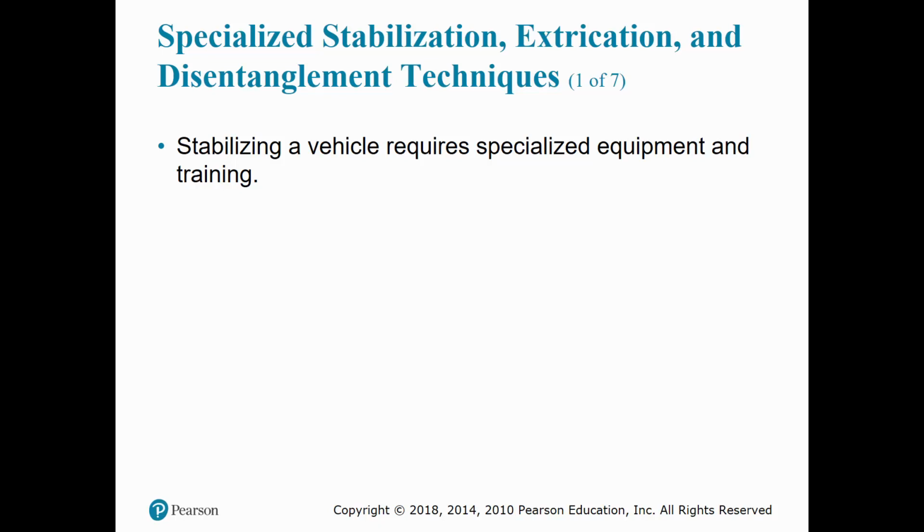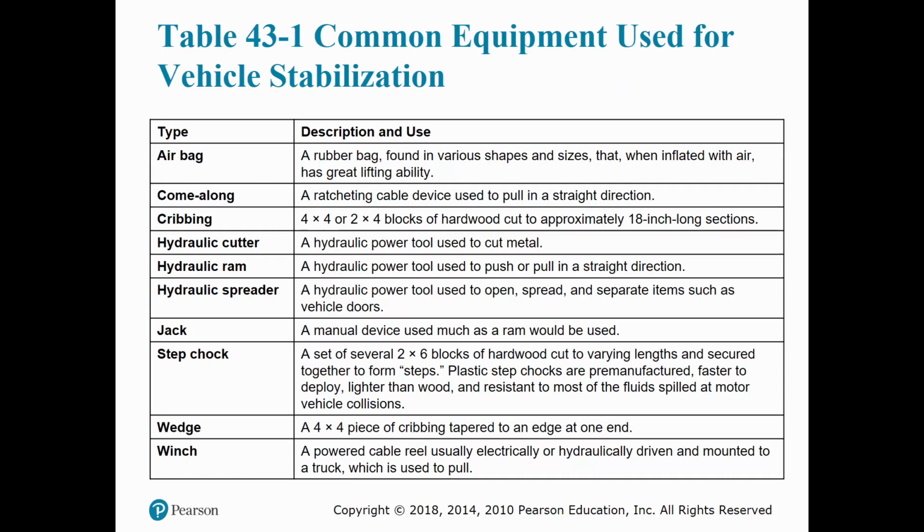Vehicle stabilization itself is carried out by specialized personnel using equipment such as cribbing and wedges, step chocks, airbags, hydraulic tools and rams, come-alongs, jacks, chains, and winches. Table 43-1 goes over these equipment, a description of it and its use.